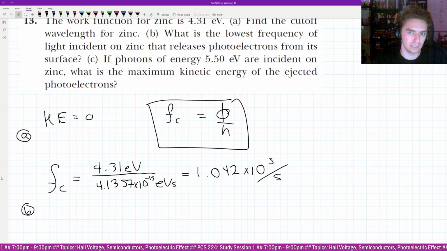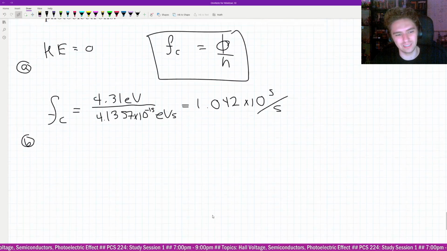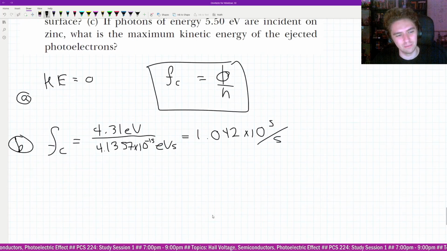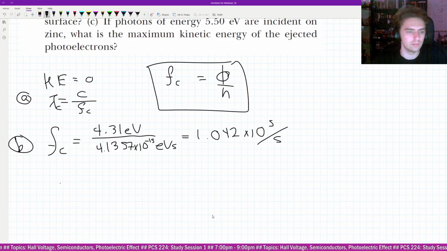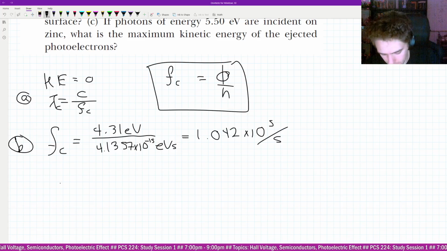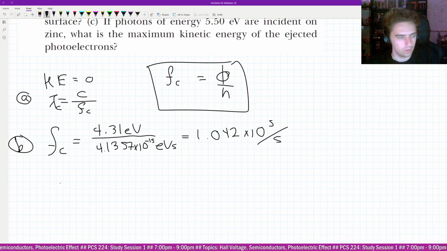Cutoff frequency. Isn't that the same thing? Yeah. Find the cutoff? Oh, cutoff wavelength. Oops. So that's actually the answer for part B. Wavelength for part A is, so the cutoff wavelength is c over fc, right? So I've got to do that. Wavelength should be in nanometers, I guess.